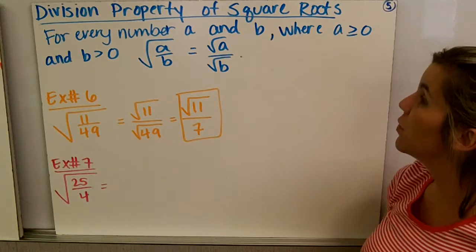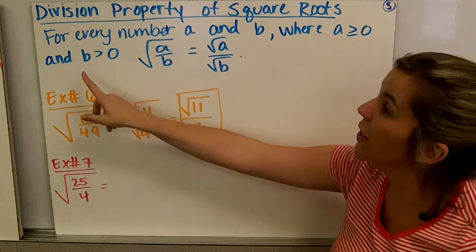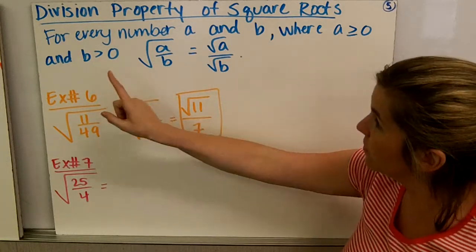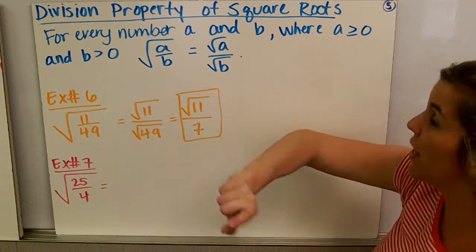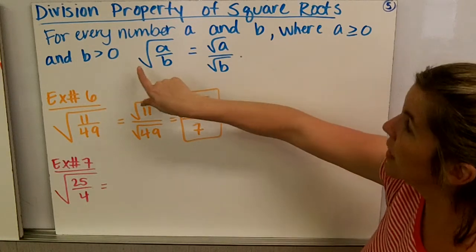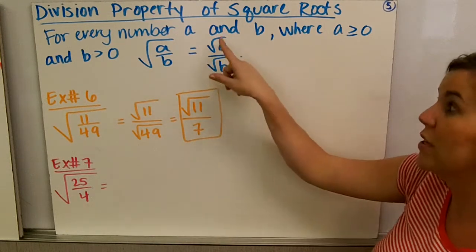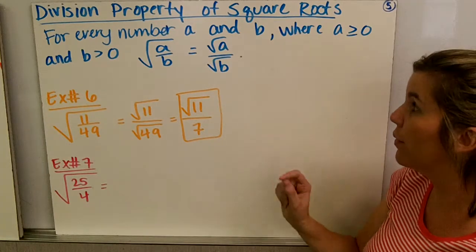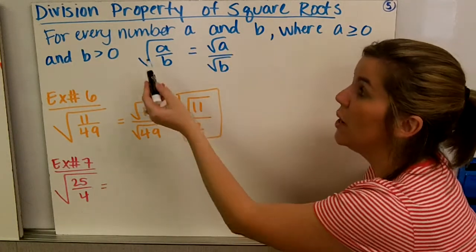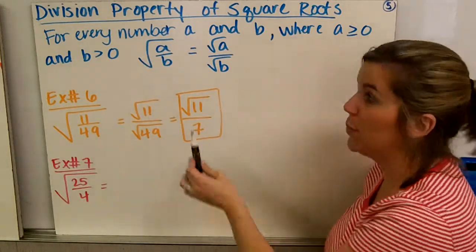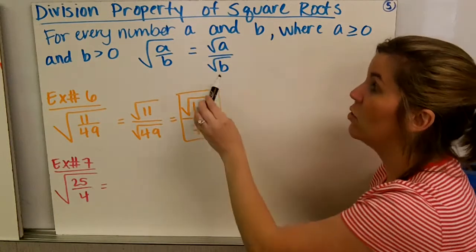Division property of square roots. For every number a and b, where a is greater than or equal to 0, and b is greater than 0, it can't be equal to 0 because it's in the bottom of a fraction. We can't have 0 in the bottom. The square root of the fraction a over b is equal to the square root of a over the square root of b. So I can say this is true because I can break the fraction into two pieces. The whole fraction is underneath the radical, so I can say the top is underneath the radical and the bottom is underneath the radical.